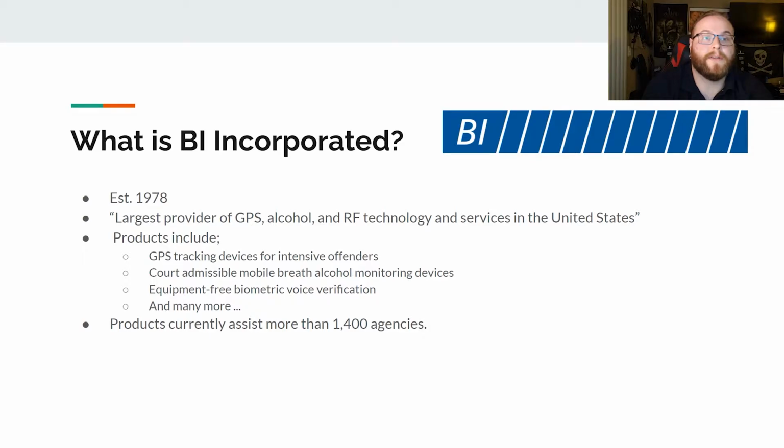So a little background on BI Incorporated. The company was established in 1978. They are the United States' largest provider of GPS, alcohol, and radio frequency technologies and services. Some of their many products include GPS tracking for intensive offenders, court-admissible mobile alcohol monitoring devices, and equipment-free biometric voice verification. Their products currently assist more than 1,400 agencies across the United States.